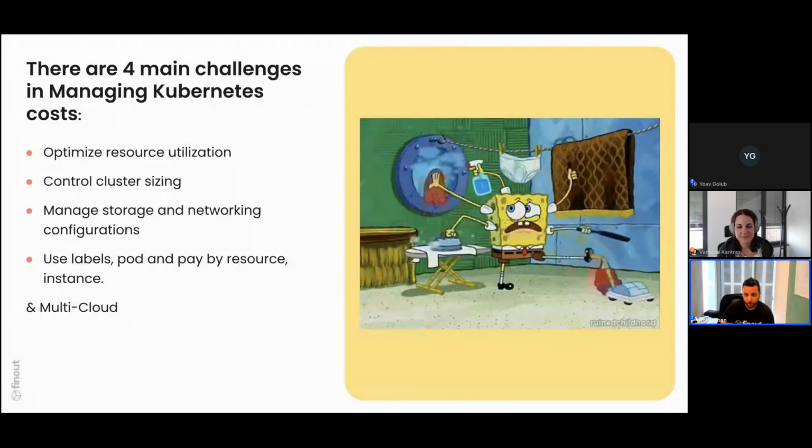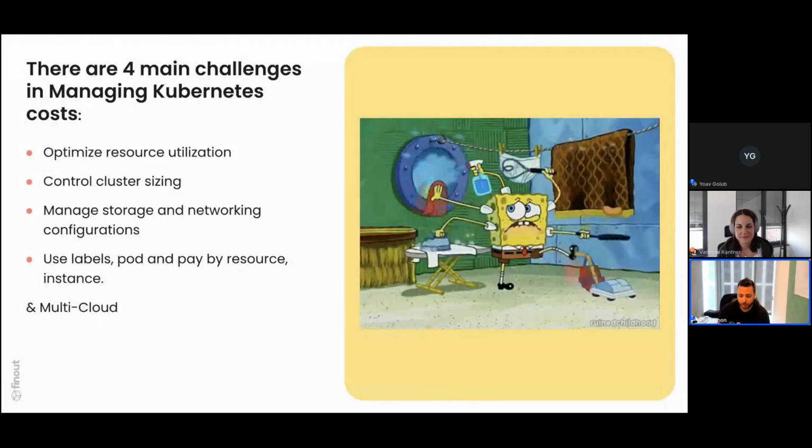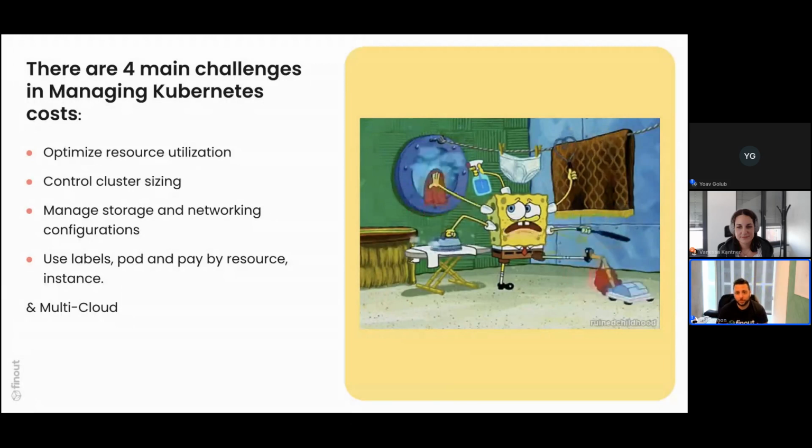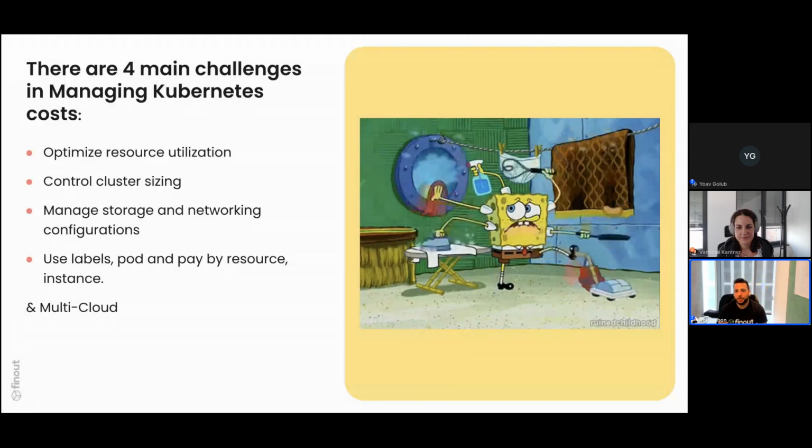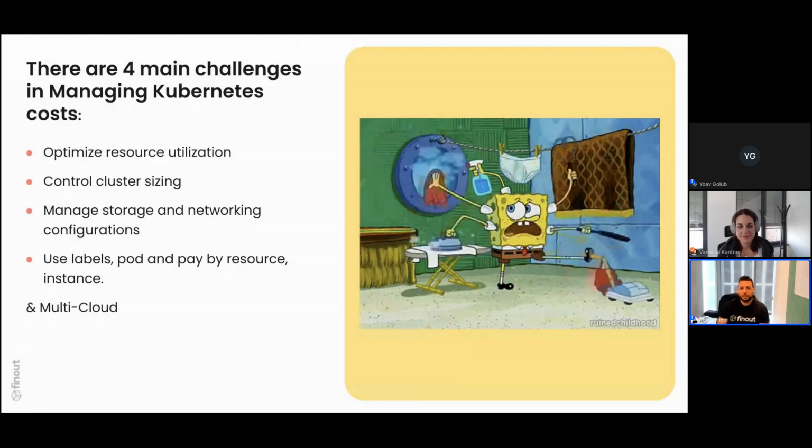Storage and networking configuration starts to be significantly more complicated than it was on a host, because suddenly a pod can migrate between different hosts. Obviously Kubernetes helps us a lot with that, but it still adds another level of complexity when managing the cluster.